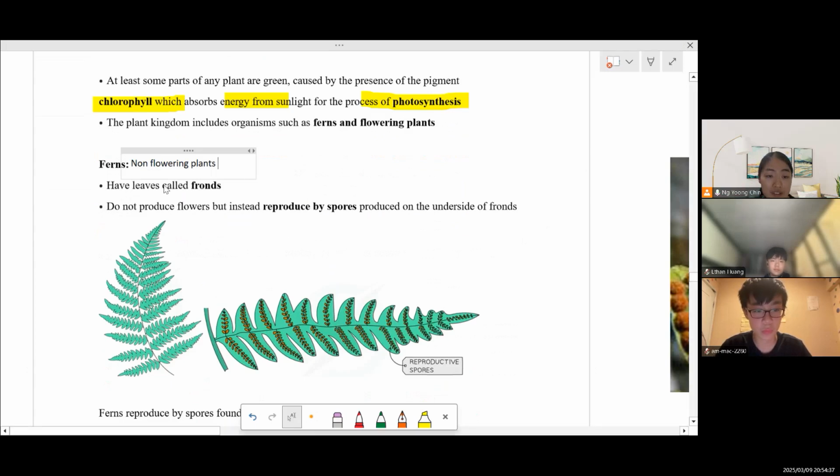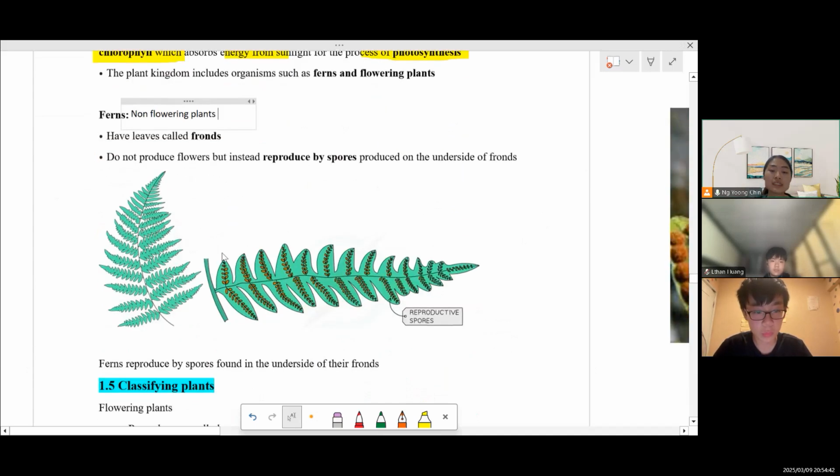So they have the leaf called the fronds. Okay, fronds. These fronds, they refer to this one. Yeah, this one. This is their leaf. They call it distant fronds. So they don't produce a flower, but they will produce the spore.